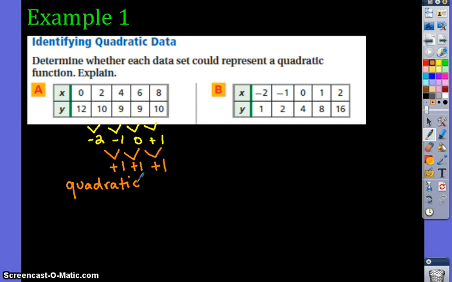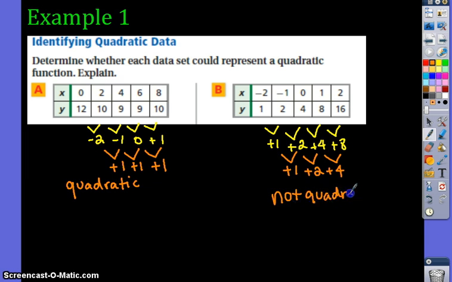All right, let's look at example B here. We have a set of first differences: here we went up by 1, so +1, then +2, then +4, then +8. All right, let's look at our second differences. From here to here we went up 1, from here to here we went up 2, from here to here we went up 4. So since our second differences were not constant, this is not quadratic.